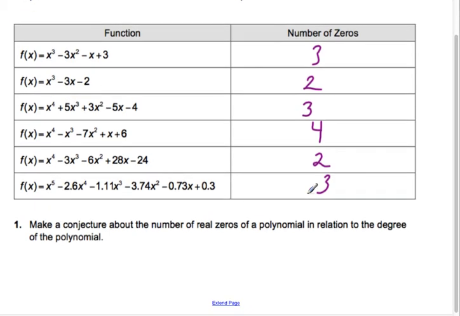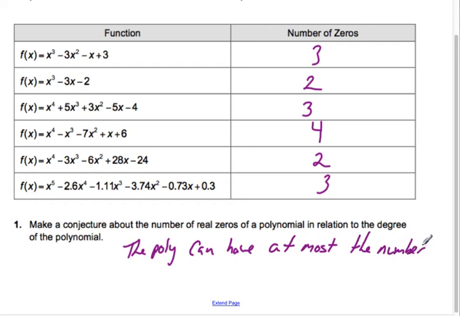So did you make a conjecture about the number of zeros? Could the cubic have 4 zeros? No, it can't. So our conjecture and our reason, or our idea here, is a polynomial can have at most the number of zeros as its degree. I'll write poly for polynomial. The poly can have at most the number of zeros as its degree, which means that a degree 3 polynomial can have at most 3 zeros.